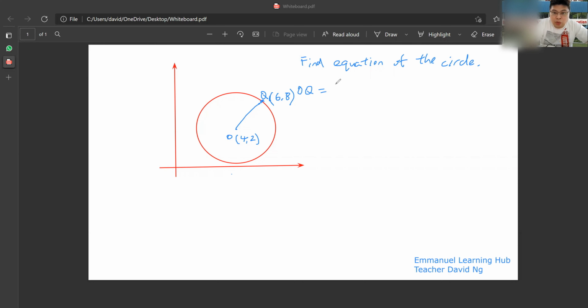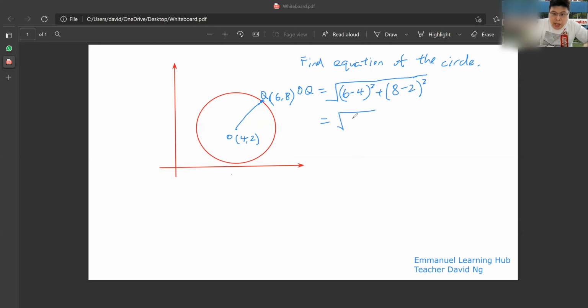Okay, the length of OQ is equal to the square root of the difference in the x coordinates squared plus the difference in the y coordinates squared. Okay, that's the length of OQ.